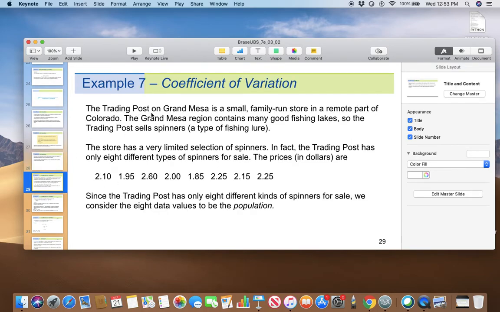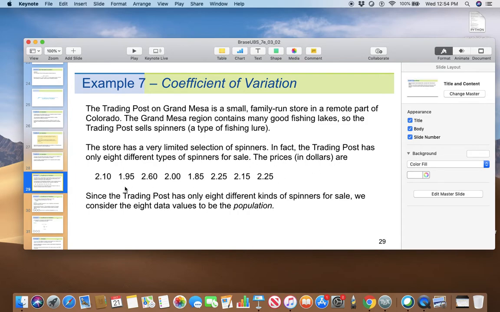So, the Trading Post on Grand Mesa is a small family-run store in a remote part of Colorado. The Grand Mesa region contains many good fishing lakes. So the Trading Post sells spinners. What is a spinner? It's a type of fishing lure. The store has a very limited selection of spinners. In fact, the Trading Post has only 8 different types of spinners.